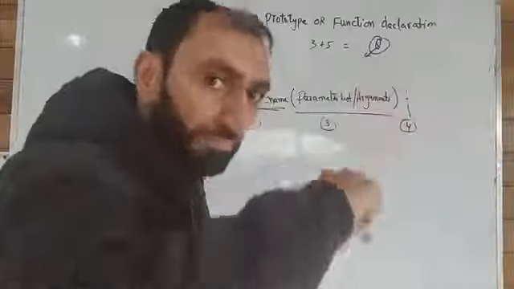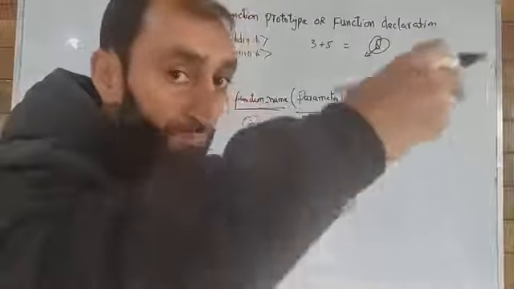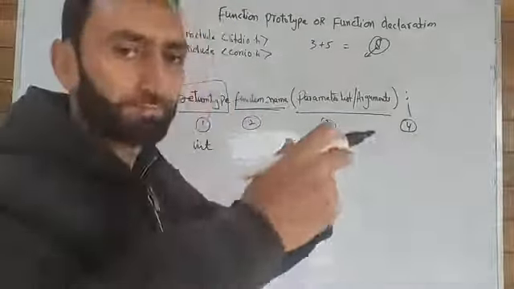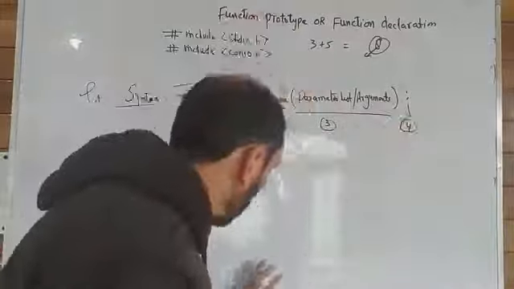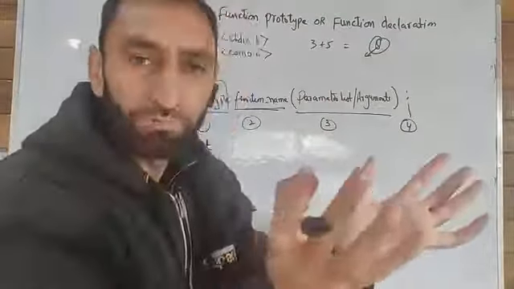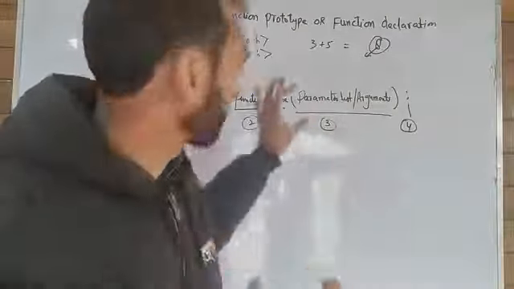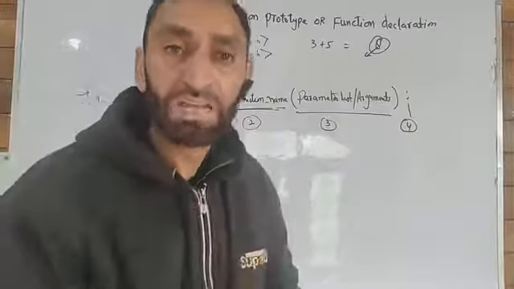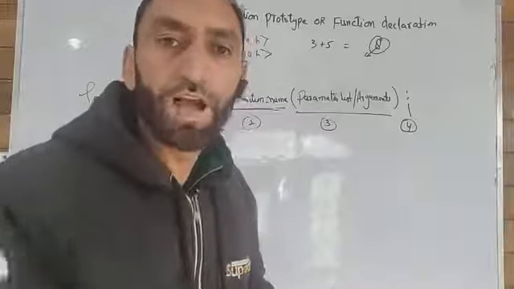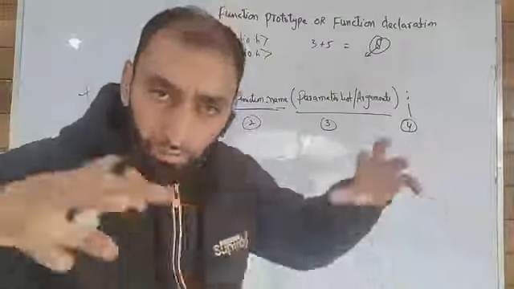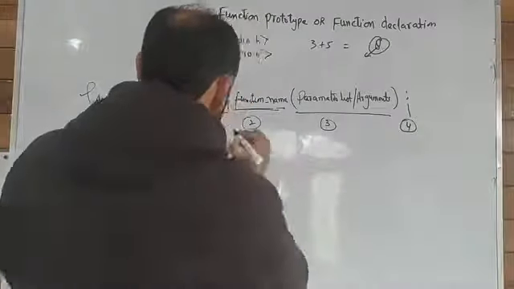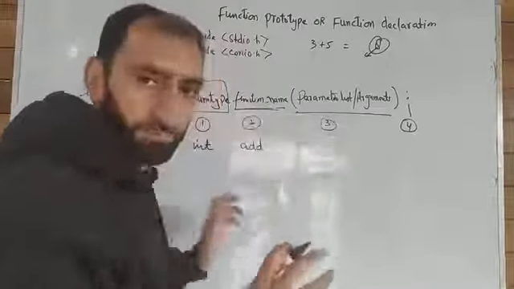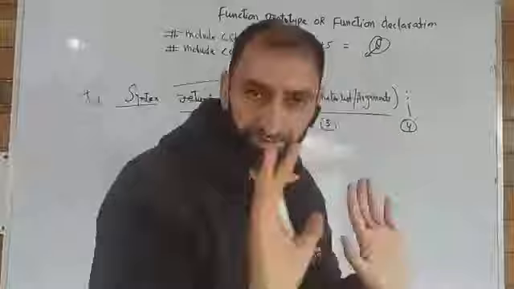That is the identity of the function. So what is the function name? It is the name that has been given to that user defined function. For example, add. The name of the function is add because I want to add two numbers.